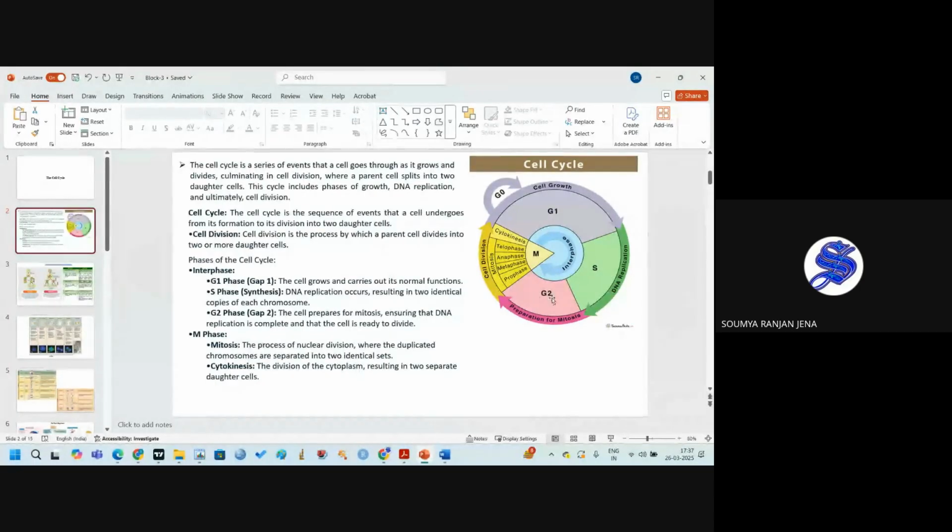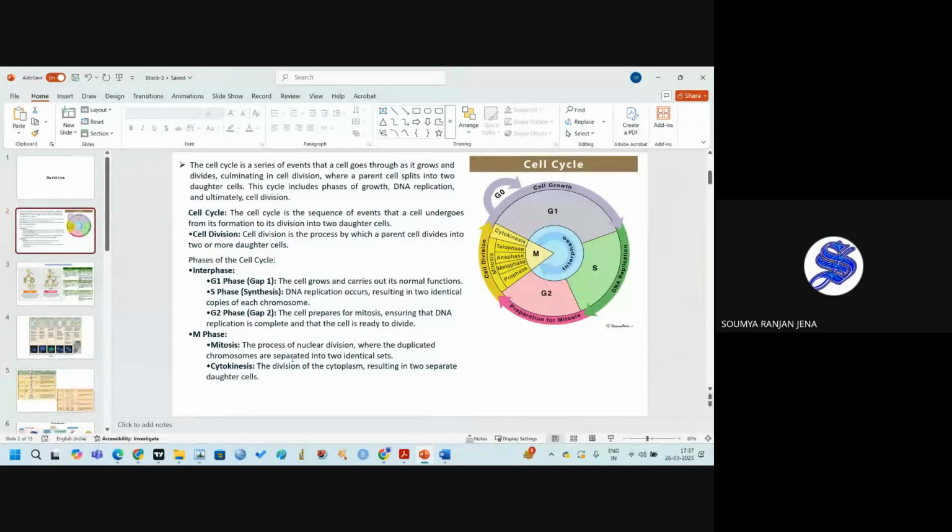Then the G2 phase is the preparation for mitosis. In this phase, the cell prepares for mitosis, ensuring that DNA replication is complete and the cell is ready to divide. Then it goes to the cell division phase, that is the M phase or mitosis phase.